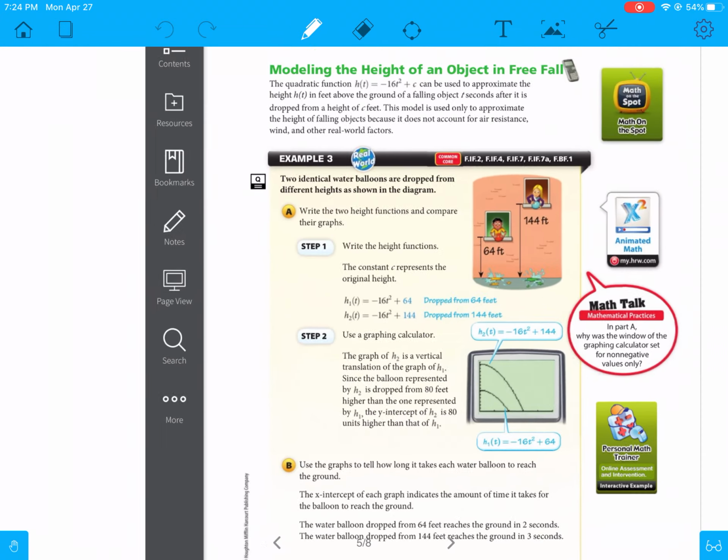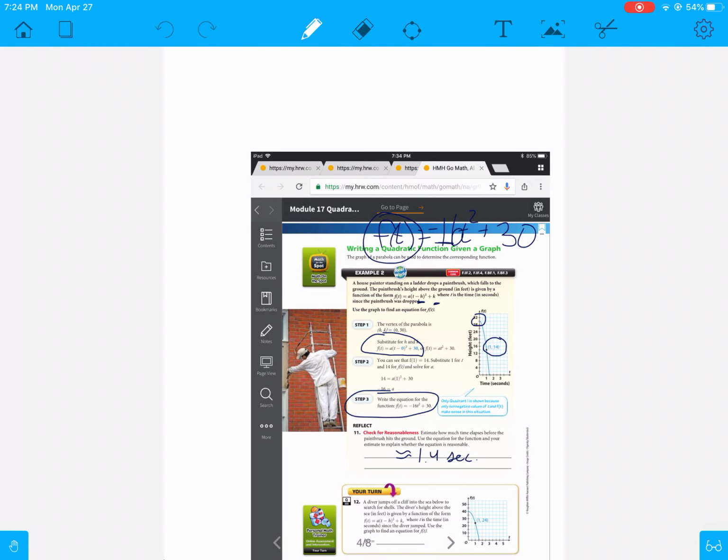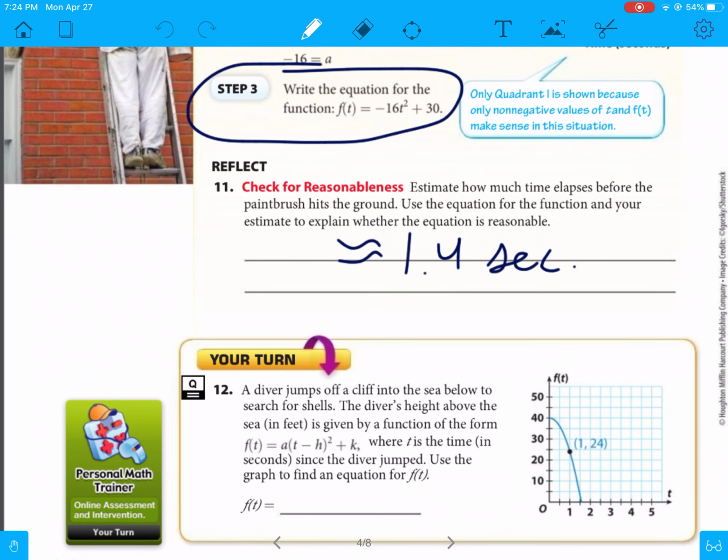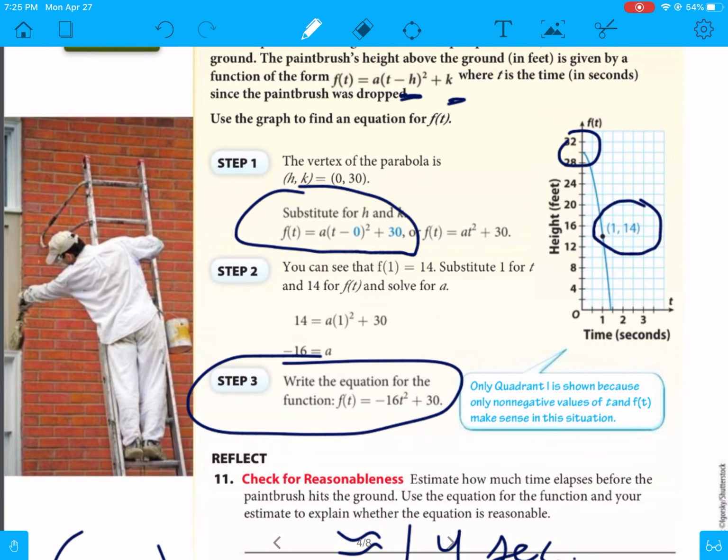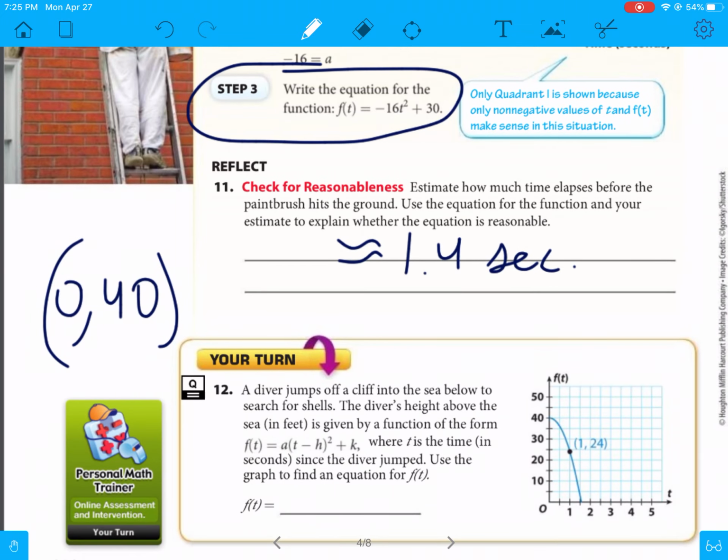So if you take a look at number 12, it says a diver jumps off a cliff into the sea below to search for shells. The diver's height above the sea in feet is given by a function in the form. There's your form. So the first thing you want to do is find your vertex, which is at (0, 40). And if you look up here, your vertex is (h, k). It's also in your notes that I have for you. So your h is going to be 0, and your k is going to be 40.